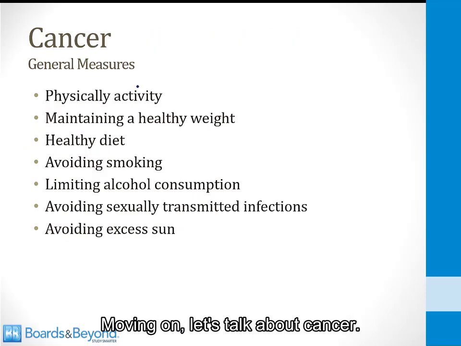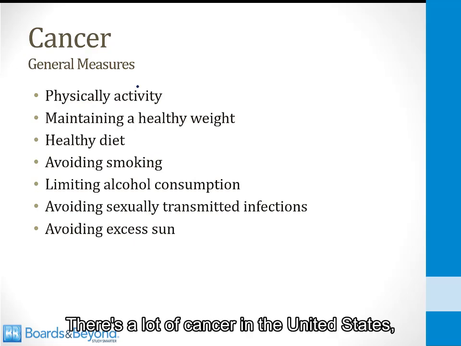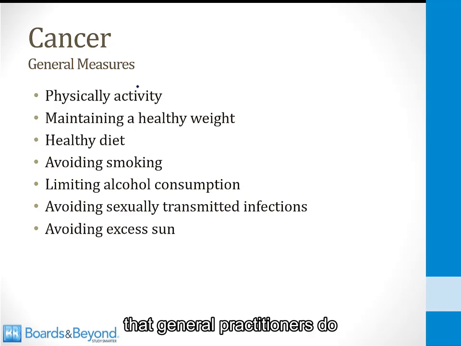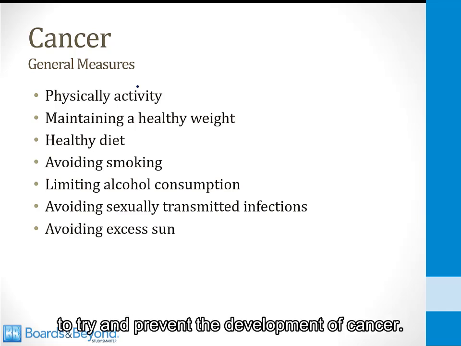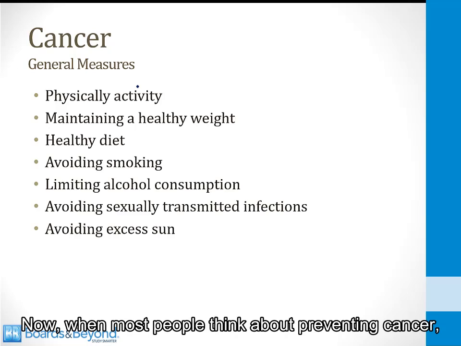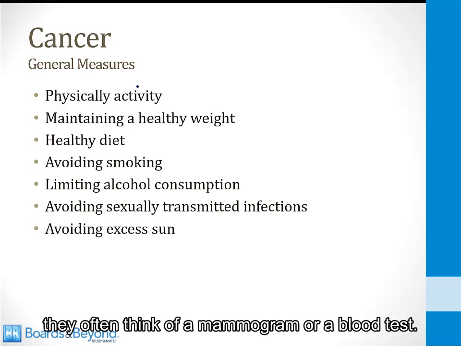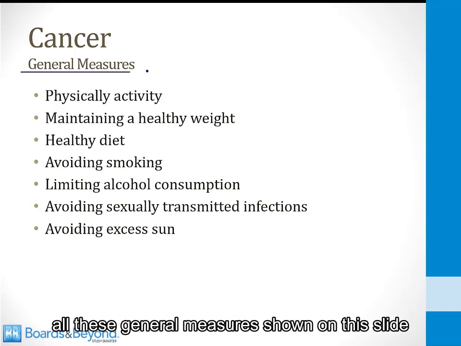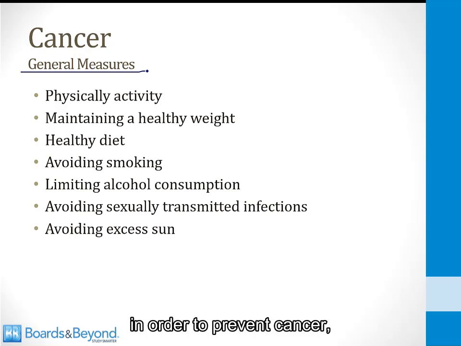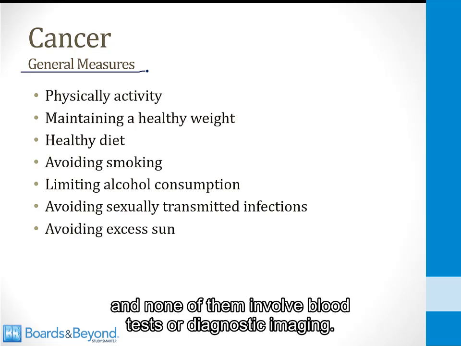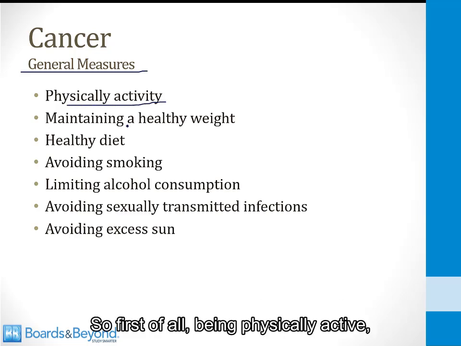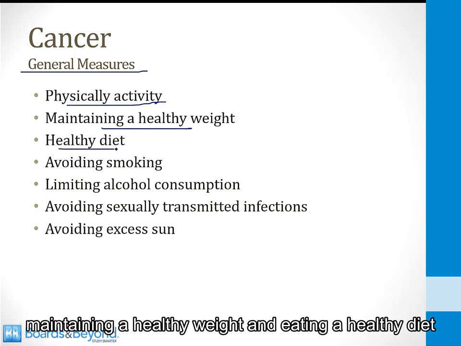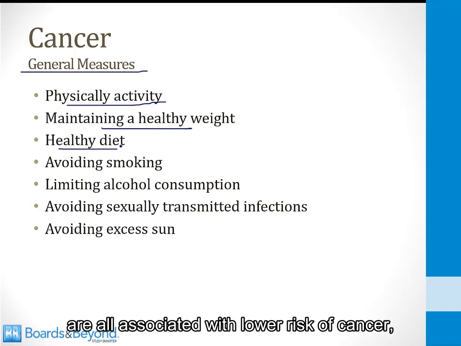Moving on, let's talk about cancer. There's a lot of cancer in the United States, and there are a number of things that general practitioners do to try and prevent the development of cancer. Now, when most people think about preventing cancer, they often think of a mammogram or a blood test. But in fact, the American Cancer Association recommends all these general measures shown on this slide in order to prevent cancer, and none of them involve blood tests or diagnostic imaging. So first of all, being physically active, maintaining a healthy weight, and eating a healthy diet are all associated with a lower risk of cancer.